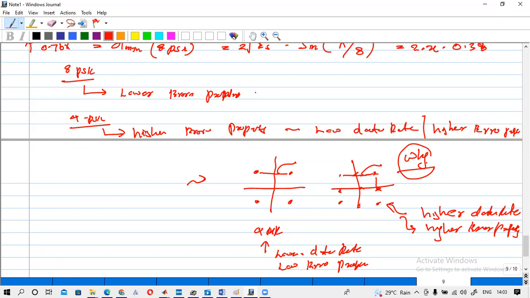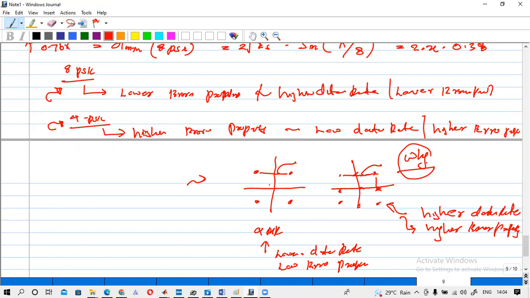No, this one has higher data rate, but lower error probability. So you can see that this is magnificent, no? This is magnificent, but this is very bad. Okay. So how can you justify this?